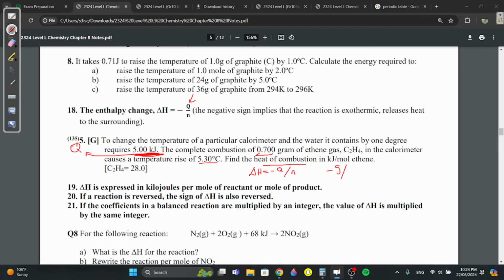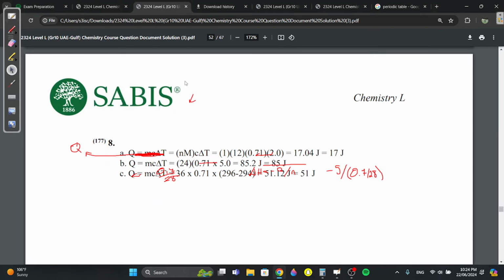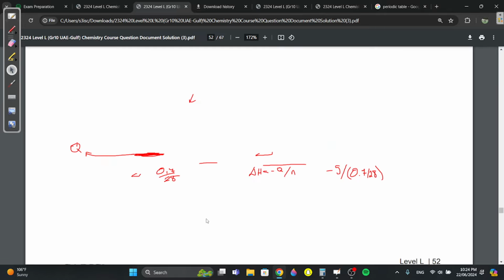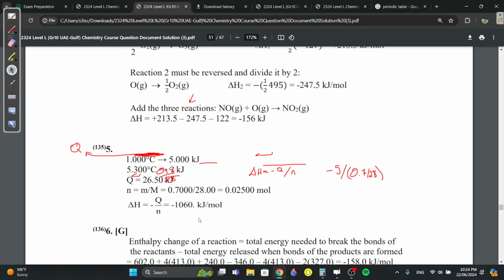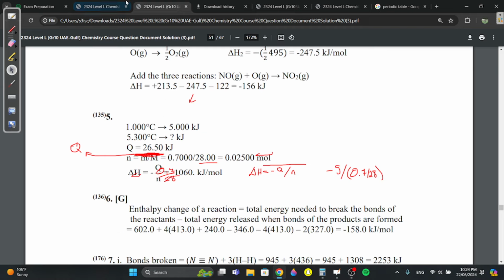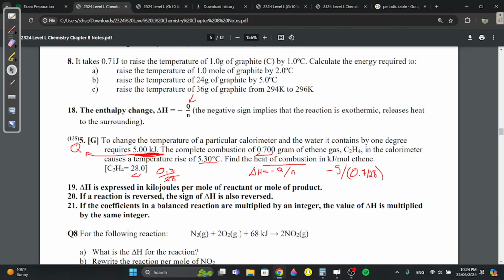Do we know how to find the moles? 0.7 grams over 28, right? So 0.7 over 28, that's our moles. So 0.7 divided by 28. I don't know what you get. You should get minus 500, I think. What question is this? 5. Minus, this isn't the same. 135. It's not the same. Is it the same? Ah, they said 5.3 degrees Celsius. Oh, my fault. I didn't see it.